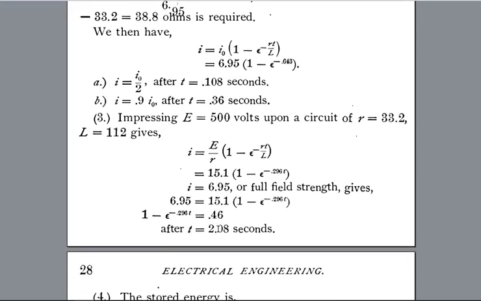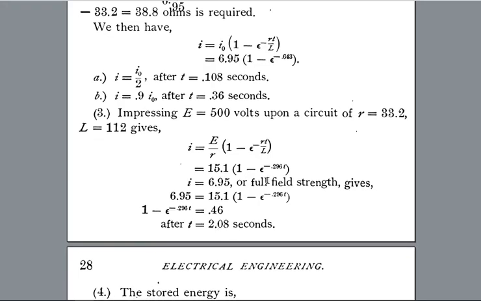3. Impressing 500 volts upon a circuit of R equals 38.2, L equals 112 gives I equals (E/R)(1 - e^(-Rt/L)) equals 13.1 (1 - e^(-0.34t)).